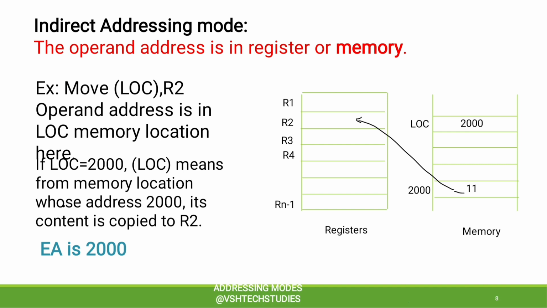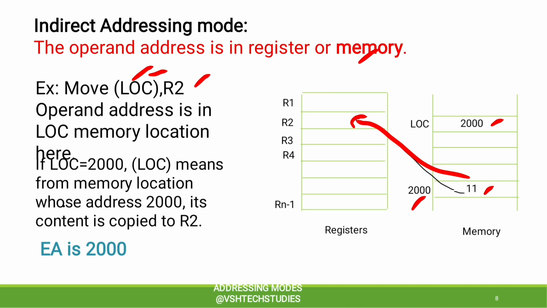Next, indirect addressing mode specified using memory. So Move (LOC), R2. In memory location LOC, 2000 is stored. That is the address of the memory. In that memory location, whatever content is there is the operand. So the operand address is given in LOC memory and this operand is transferred to the destination, that is R2.